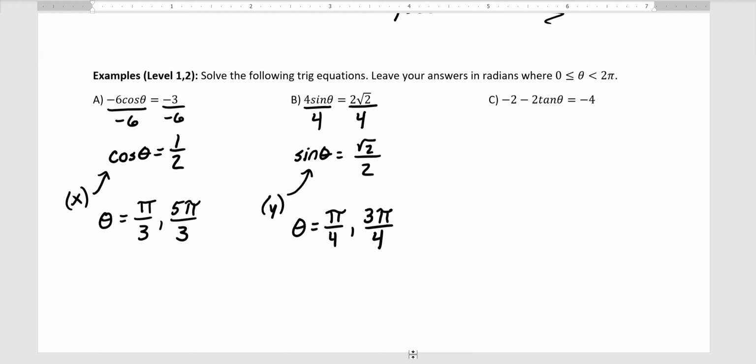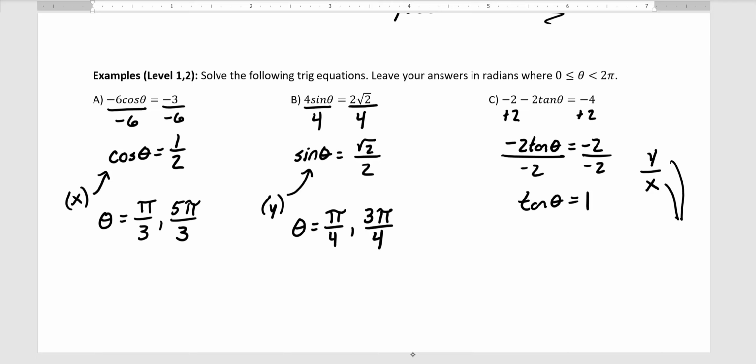Awesome. Last one. -2 minus 2 tangent of theta equals -4. Let's add 2 to both sides. When I do that, I would have -2 tangent of theta equals -2. Divide by -2 to get tangent all by itself. Anything divided by itself is 1. So remember, tangent is y over x. So I am looking for values where y and x are the same. All right? I'm looking for angles on my unit circle where y and x are the same, because when I divide them, that would give me 1.